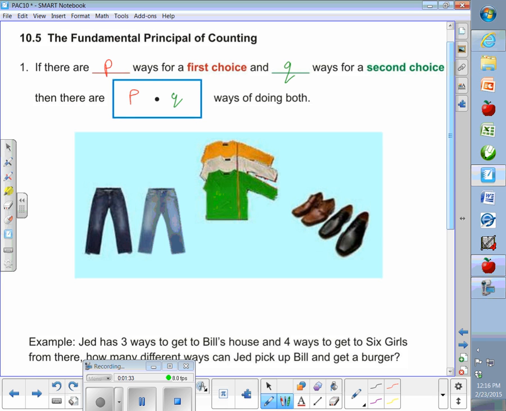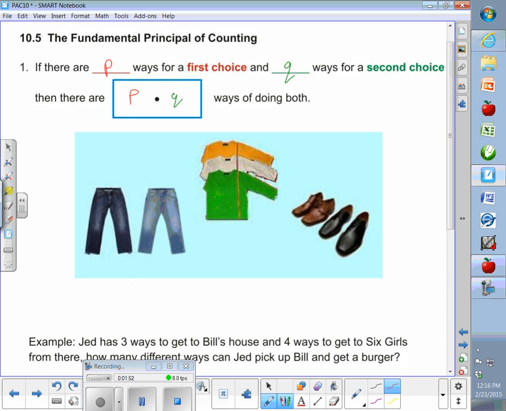By the way, notice I didn't use the word outfit because guys don't wear outfits. Guys wear clothes, all right? We wear shirts, pants, shoes, belts. We don't have outfits. Don't tell me you like my outfit. I don't have outfits, all right? I have clothes.